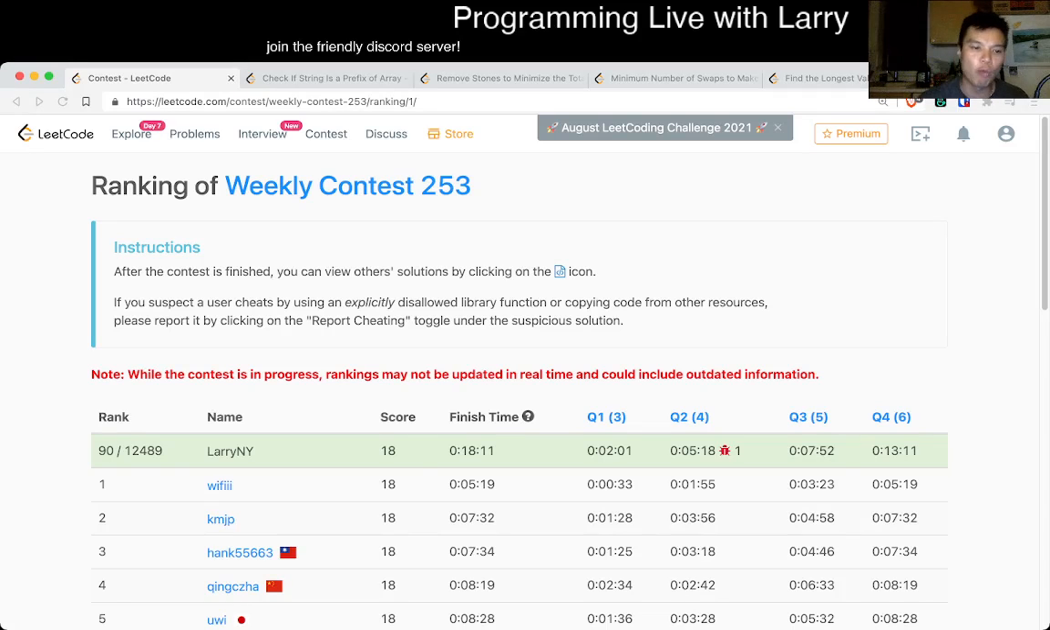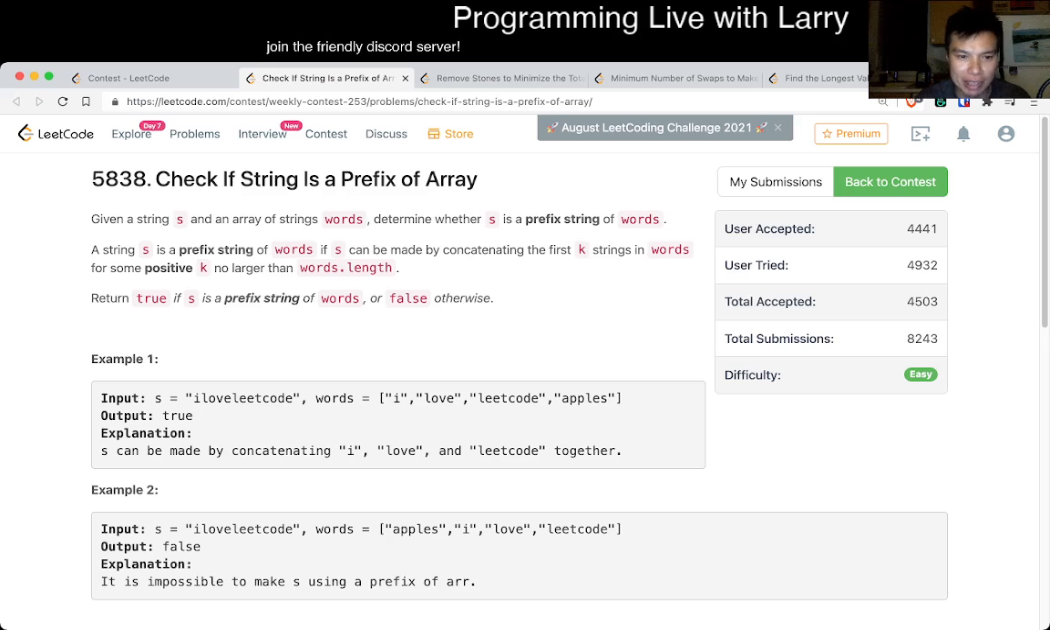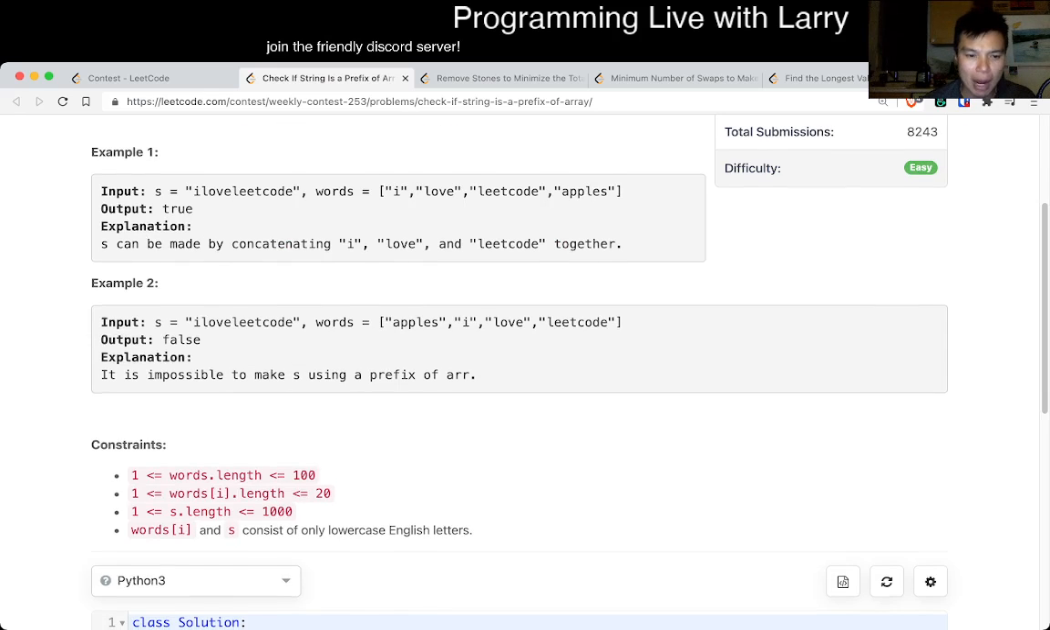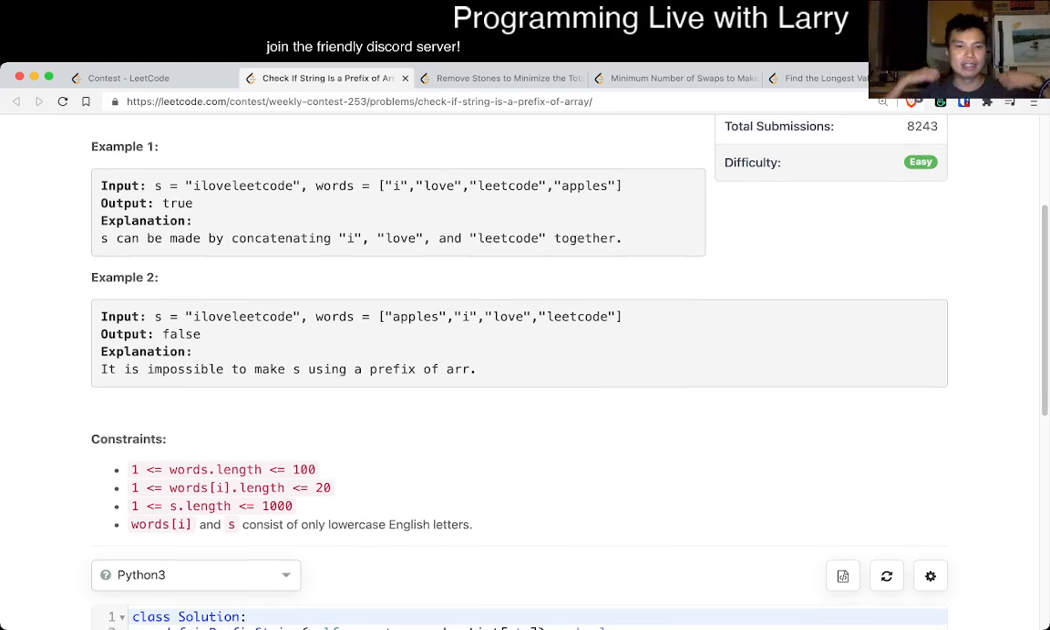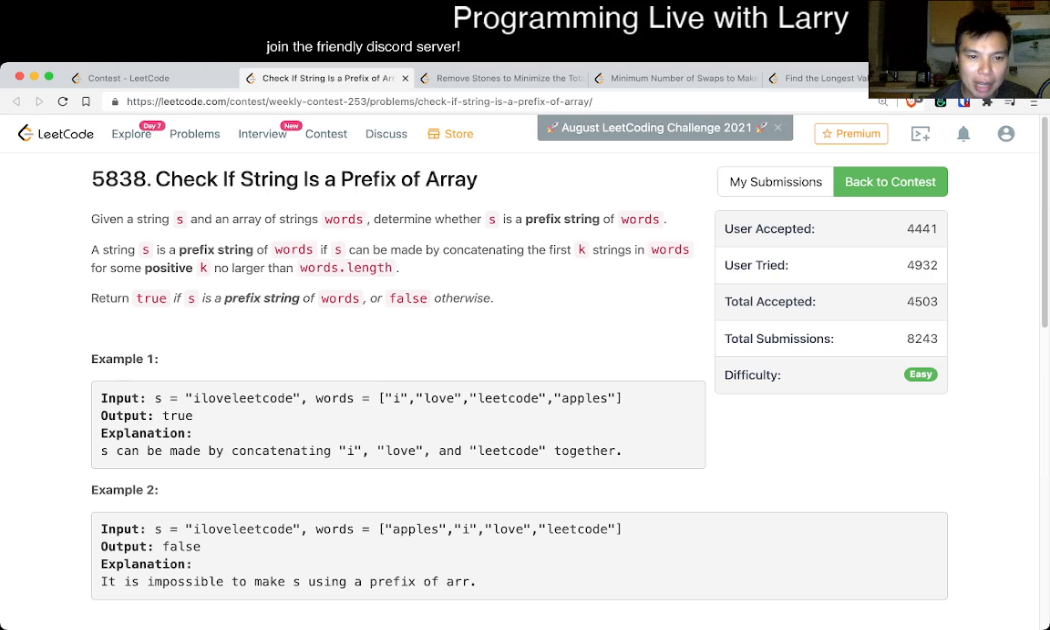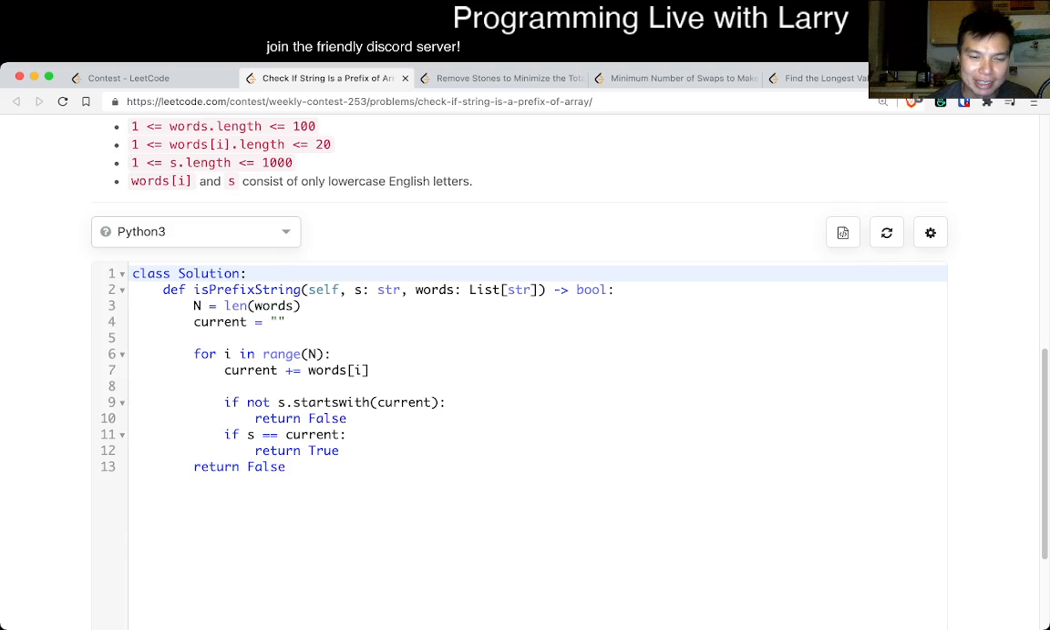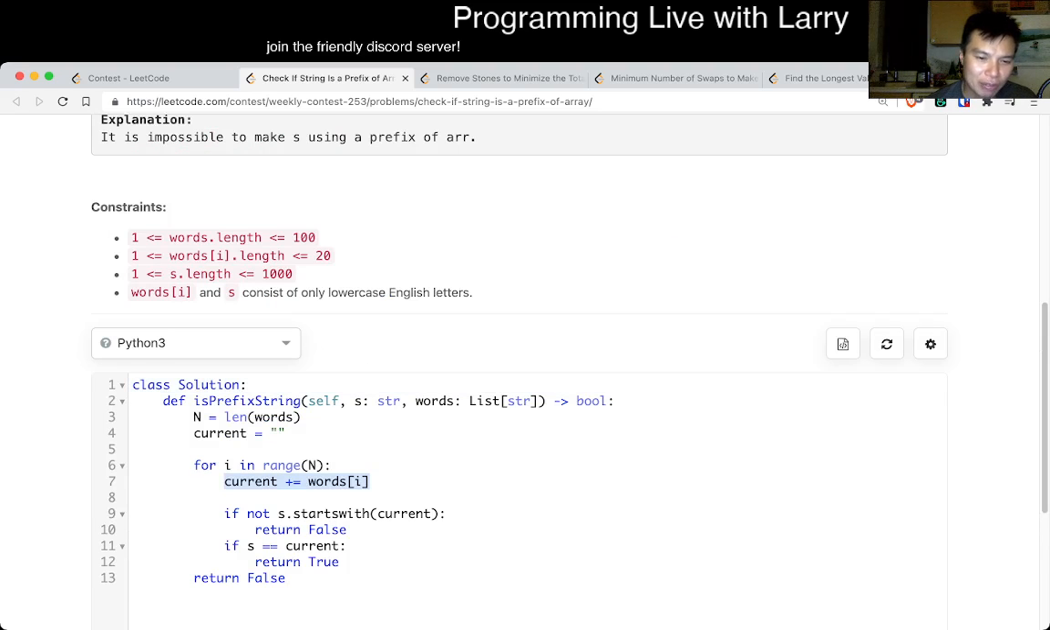This is me going with Q1 of the weekly contest 253 on Leetcode: Check if string is a prefix of array. So this one, I looked at the complexity and then didn't really think about it that much. Basically, I just did brute force. I did what they told you by adding the word, and if it is not the beginning, then we return false, and if it is equal to the string, then we return true. If we cannot generate the entire s, we return false.